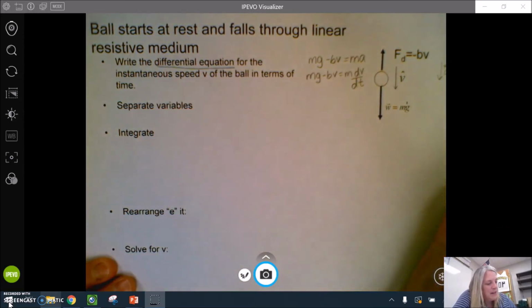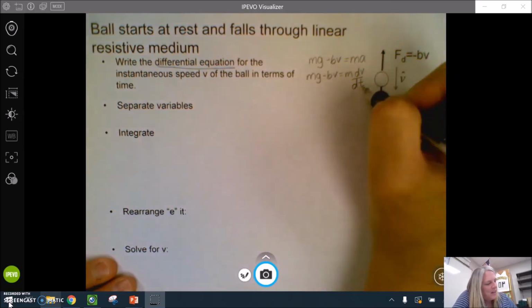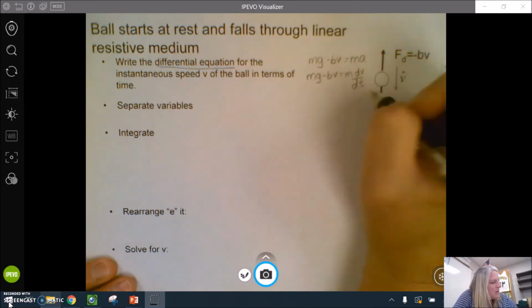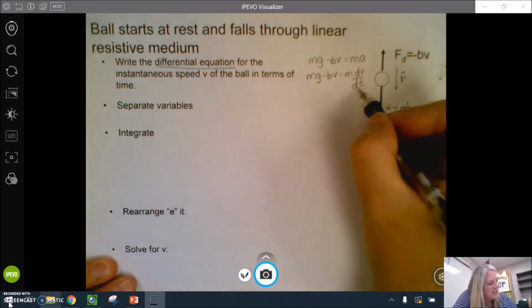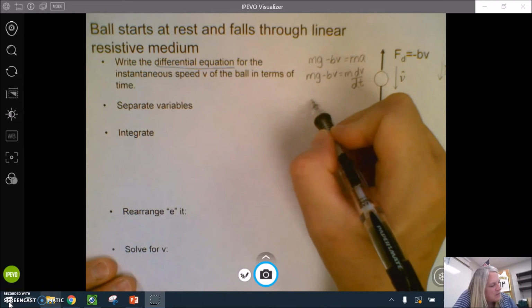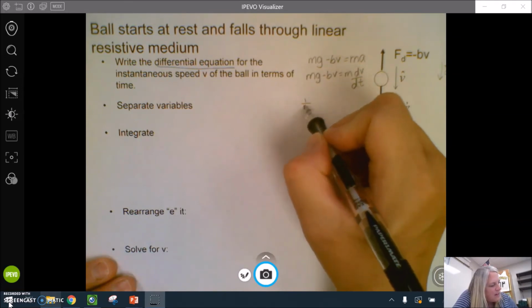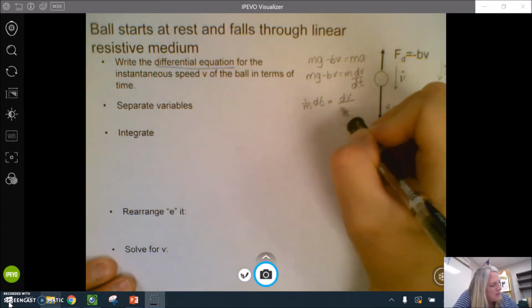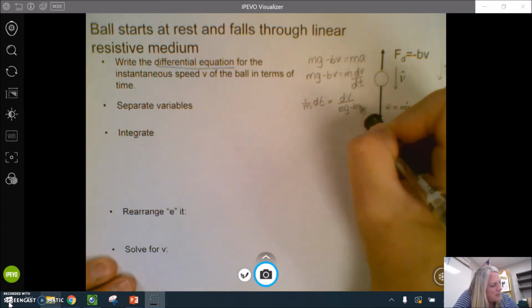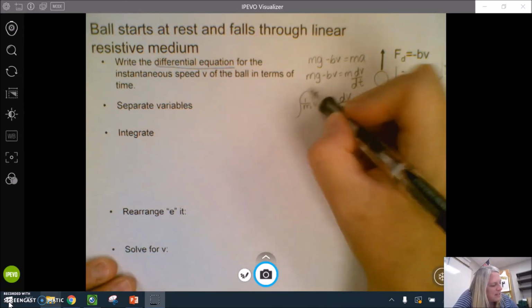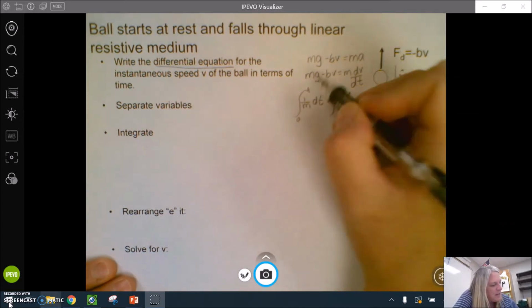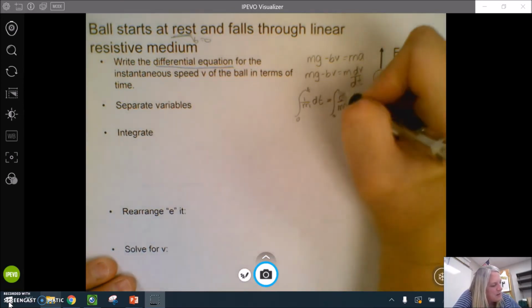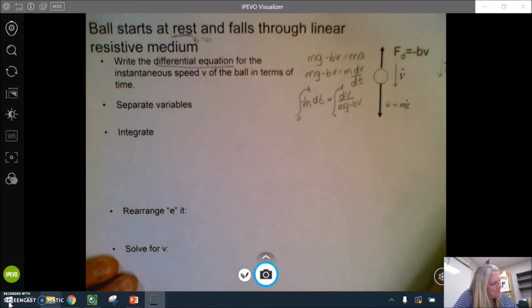All right, we're going to separate, and then we're going to integrate. So that means we're going to move all the constants over with the dt, and we're going to move the things with velocity over onto the other side. So over on this side, we have 1 over m dt is equal to dv over mg minus bv. Whoa. And we're going to take an integral from 0 to t. And this says it starts at rest, which means that its initial velocity is 0. So we're going to go from 0 to some velocity v.